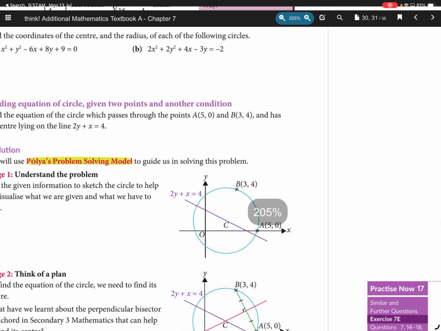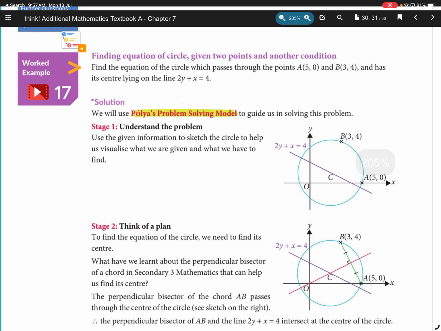Alright, we're going to go through one example here. Okay? Find the equation of the circle. Hello people, can I get you to focus back here first? Find the equation of a circle which passes through point A and point B, and has its center lying on this line.